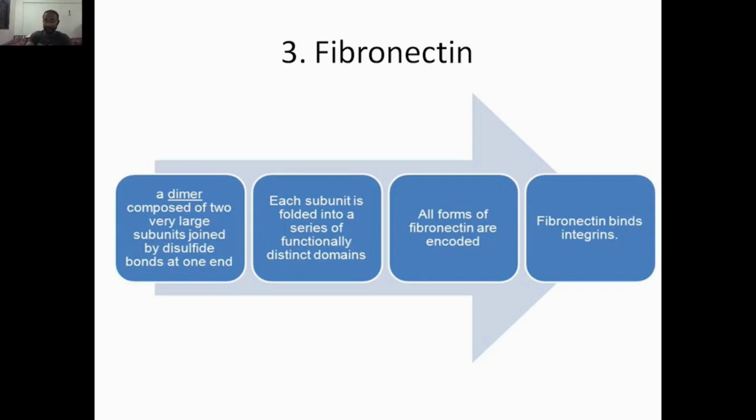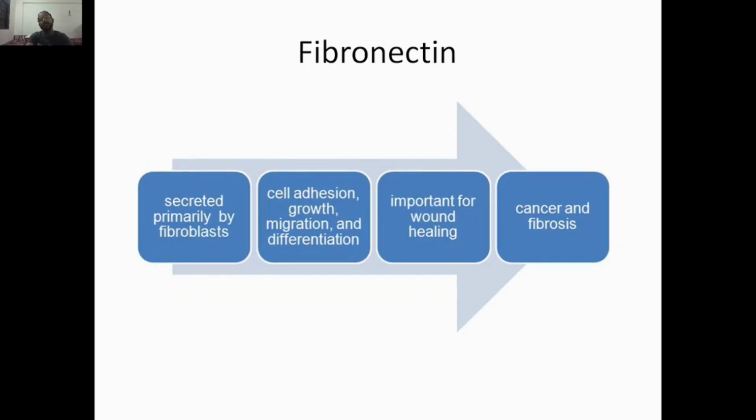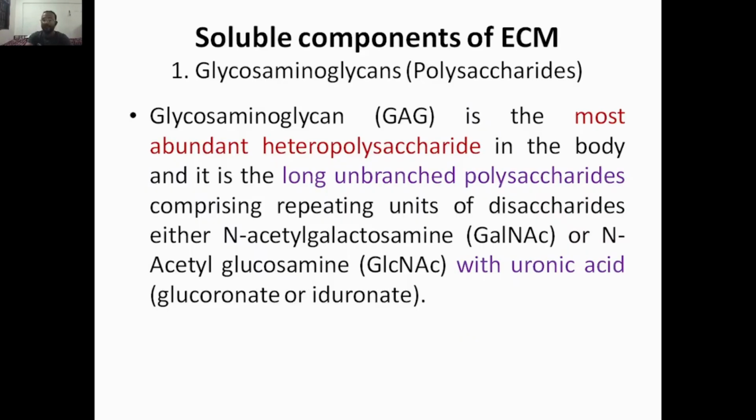Fibronectin binds integrins. Those are nothing but what? Surface receptors. Fibronectin is secreted primarily by the fibroblasts. It helps in cell division, cell adhesion, cell growth, migration and differentiation. Fibronectin is very important for wound healing, and it is also used for cancer as well as fibrosis treatments.